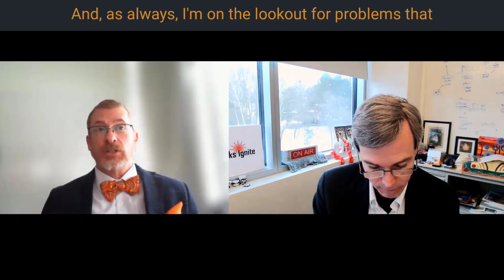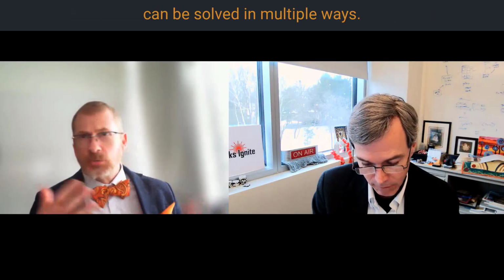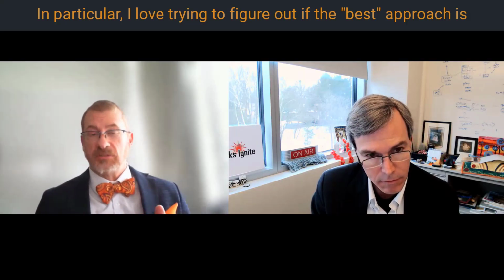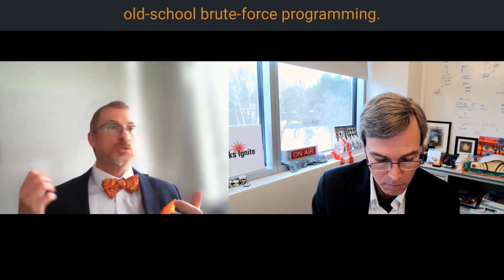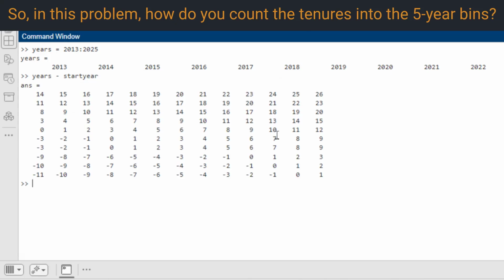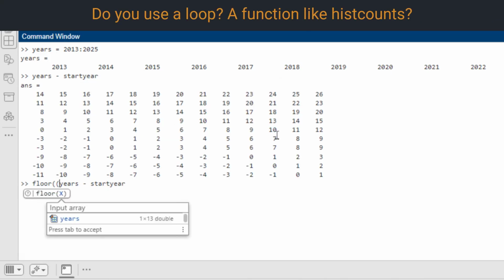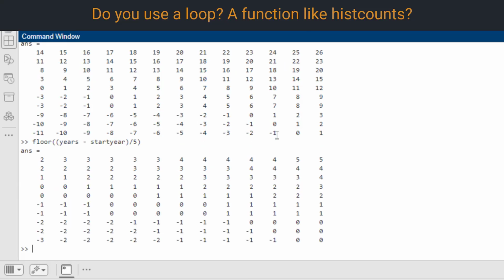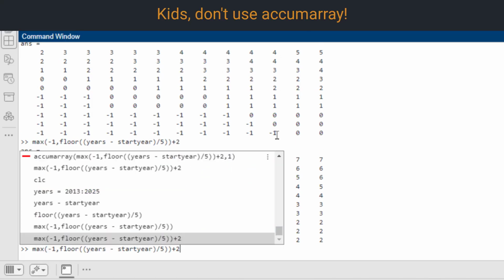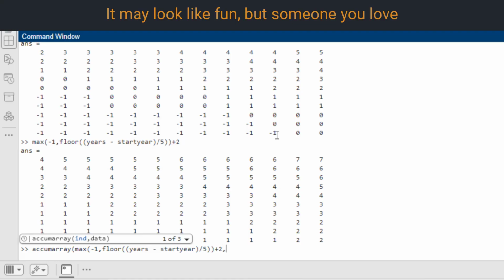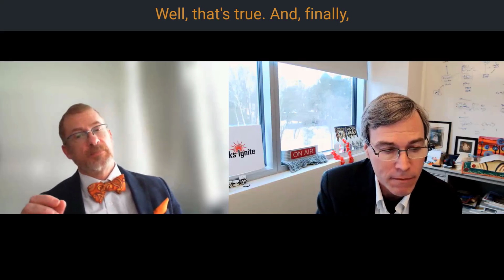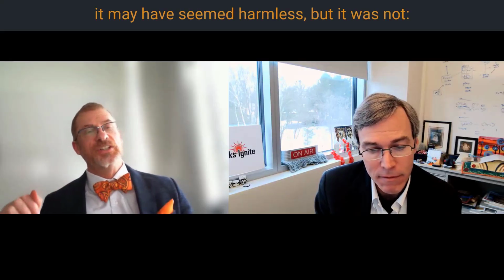And as always, I'm on the lookout for problems that can be solved in multiple ways. In particular, I love trying to figure out if the best approach is vectorized MATLAB, nice and clean, or old school brute force programming. So in this problem, how do you count the tenures into the 5-year bins? Do you use a loop? A function like histcounts? Do you just do math and use a cumsum array? Kids, don't use a cumsum array. It may look like fun, but someone you love is going to get badly hurt. Well, that's true.